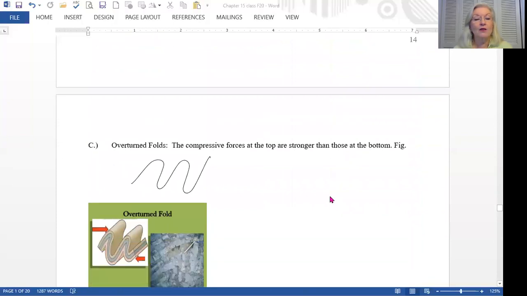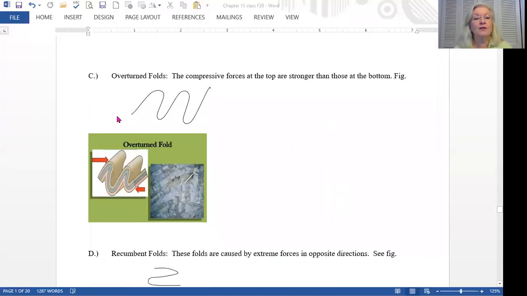And then we have overturned folds. With overturned folds, what happens is that the forces at the top are not the same as the forces at the bottom. Instead of the fold staying straight up and down, it tilts. You can see in this particular drawing, the forces at the top are stronger, so it's going to tilt to the right. And here is a photograph of an overturned fold, and I don't know if that's a ruler, but it looks like a ruler.